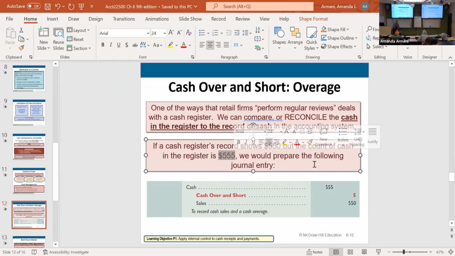It's the generic account that we use whenever we have to make an adjustment to where our register log doesn't match up to the actual cash we had in the drawer. Okay, cash over and short.